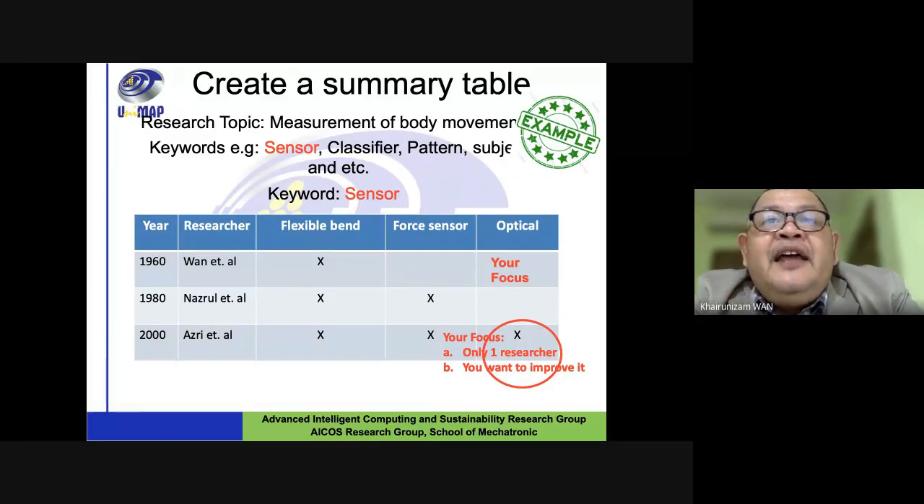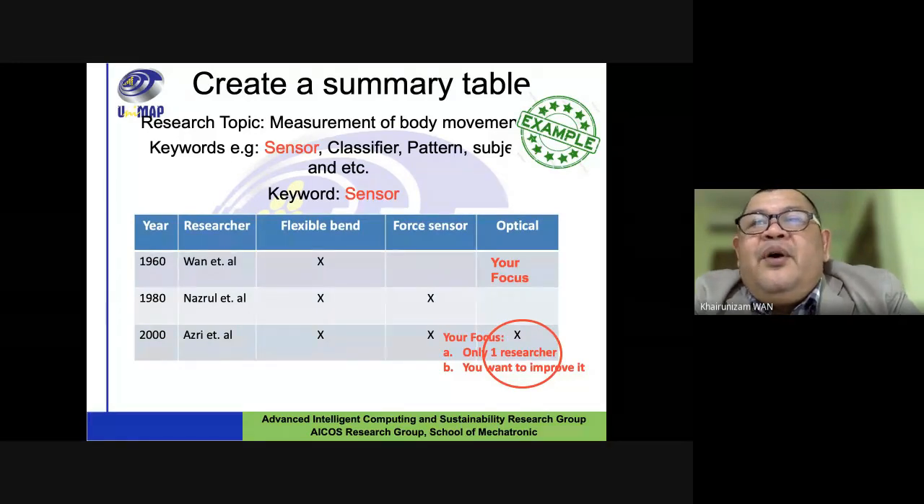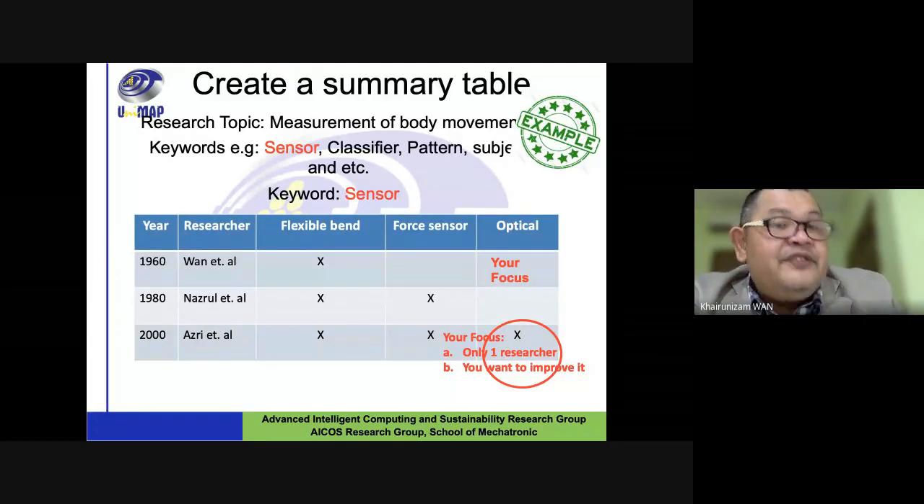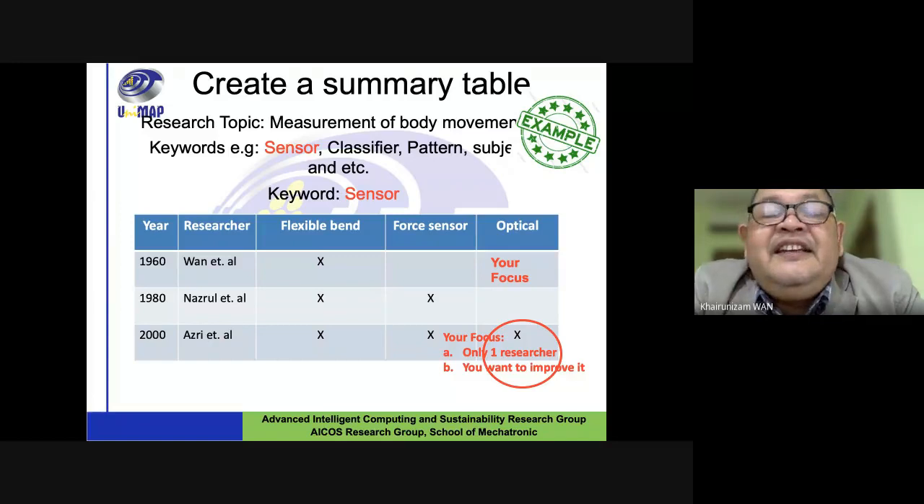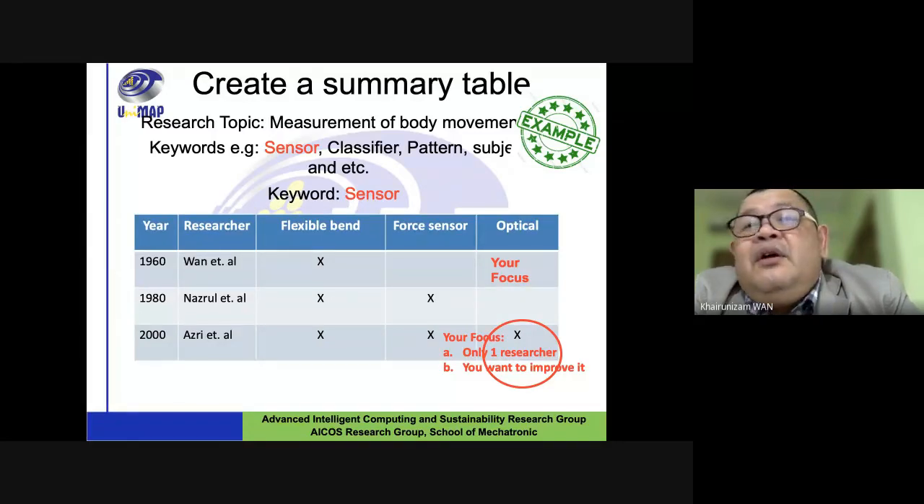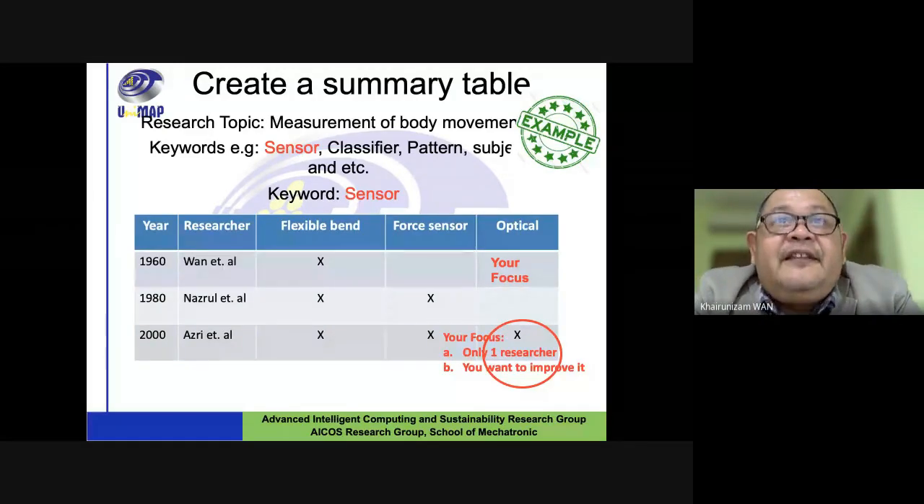And again, I want to remind you that the good information sources are journals or conference proceedings. Do not use information sources from YouTube channels or Google or blogs. Okay? Okay, we go to the first example, sensor.